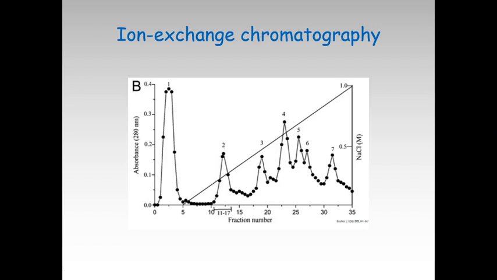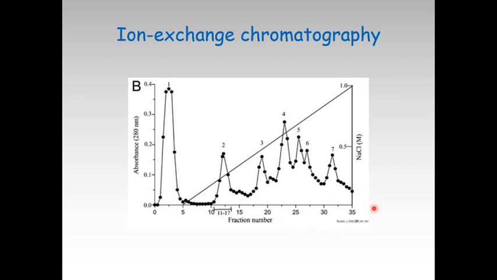Shown here is a chromatogram from an ion exchange chromatography column. The way you read this chromatogram is by looking at the y-axis and x-axis. On the y-axis is the absorbance and the x-axis is the fraction number. What this means is that while collecting, you're collecting in various different fraction tubes, and it's the number of the tubes that's being shown here.